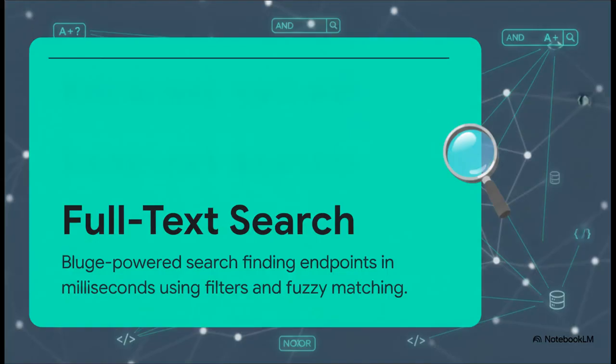But giving an LLM access to thousands of endpoints is pretty useless if it can't actually find what it's looking for. That's where the Bleve-powered full-text search steps in. Instead of forcing the LLM to blindly click through this massive tree of specs, which, let's be honest, just eats up tokens and time, it can just use natural language. Using field filters, Boolean operators, and fuzzy matching, the LLM tracks down exactly the endpoint it needs in literally milliseconds.